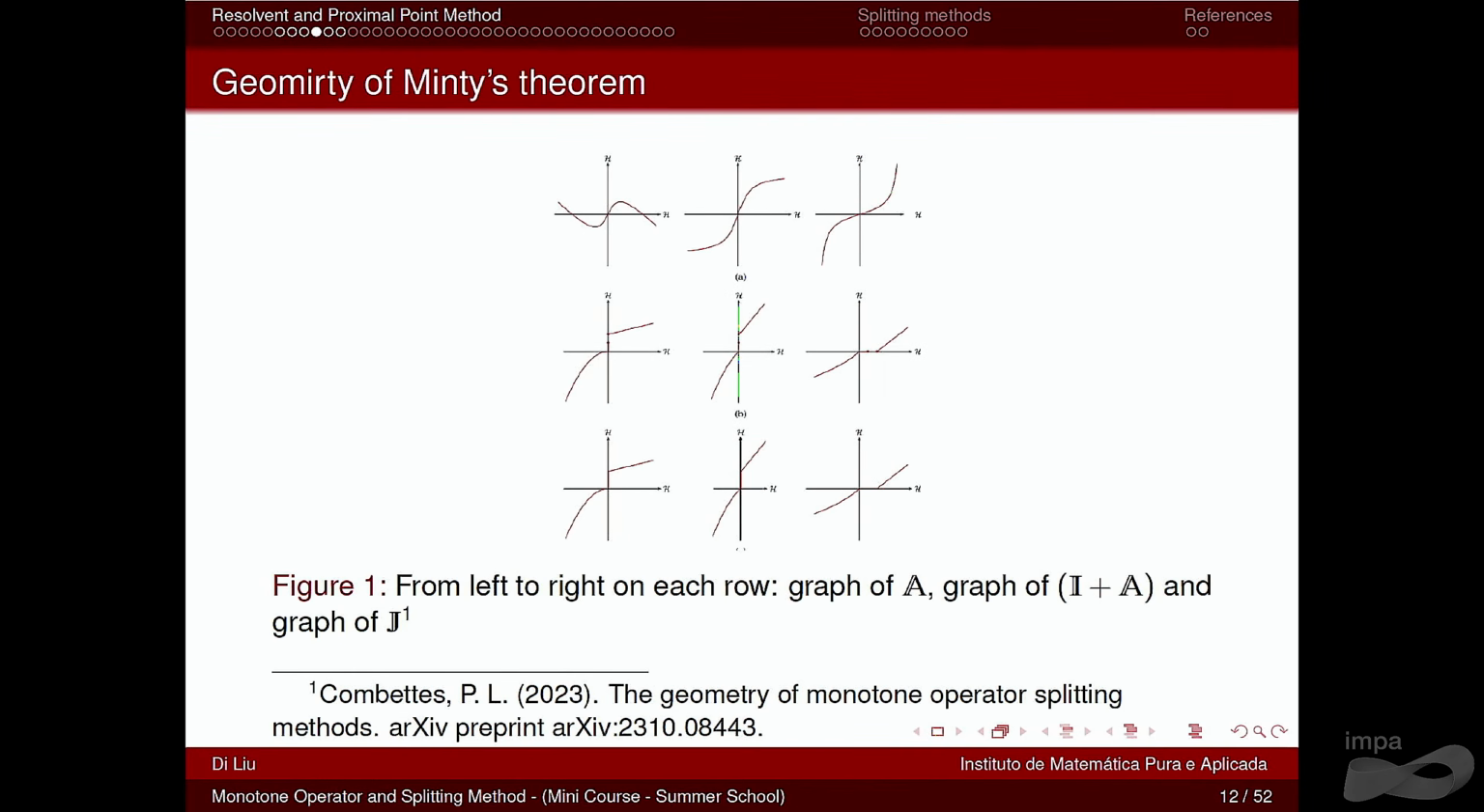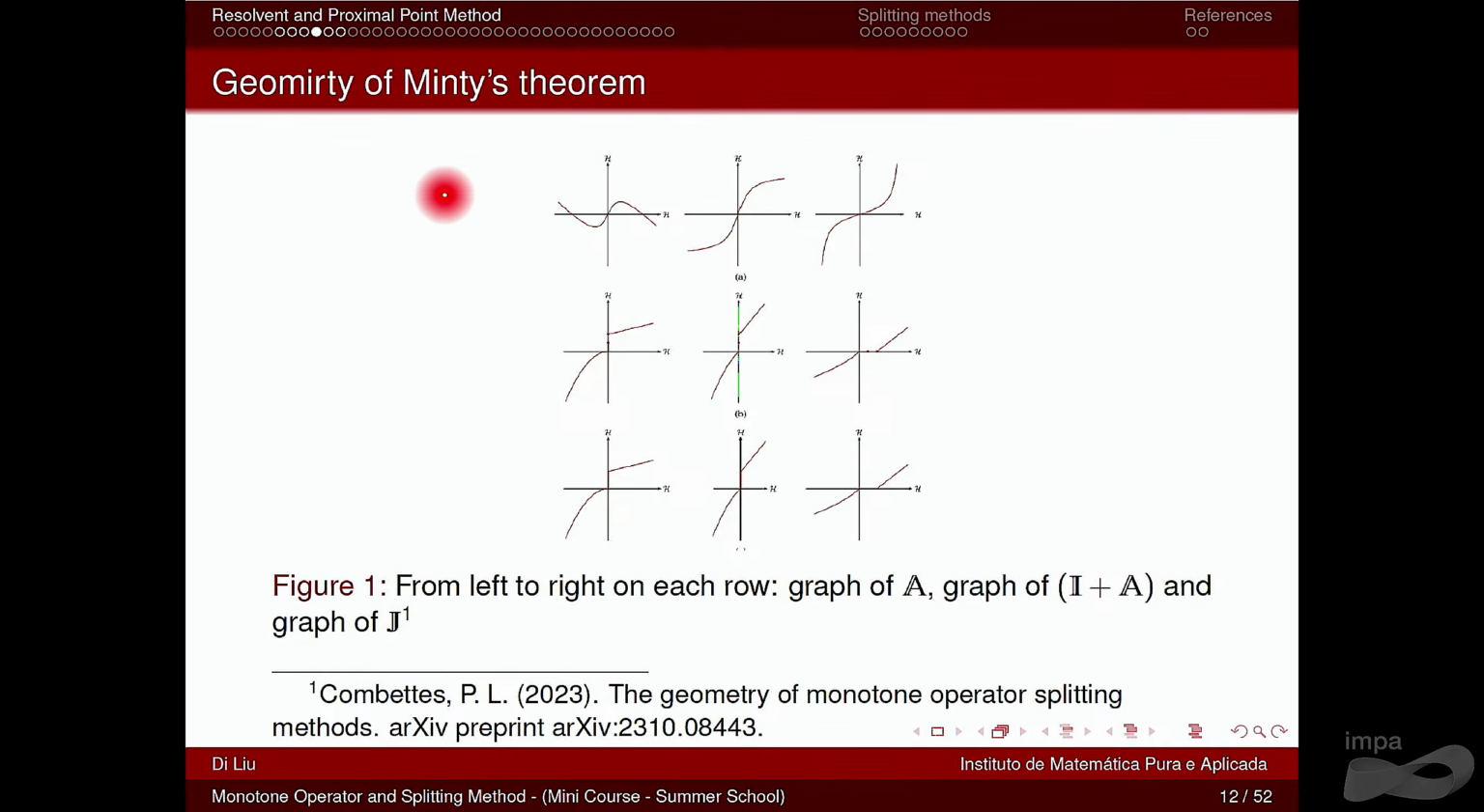Here we give a picture to describe the first part of the theorem, to give a geometric interpretation of the first conclusion of the last theorem. In this picture, from left to right on each row, it's the graph of A, the graph of identity plus A, and the graph of the resolvent J_A. It's a graph from a very recent paper.